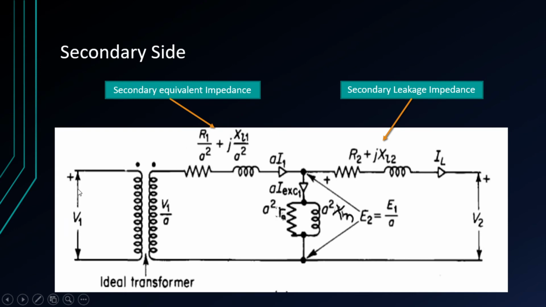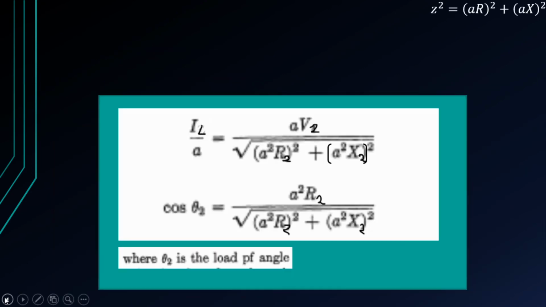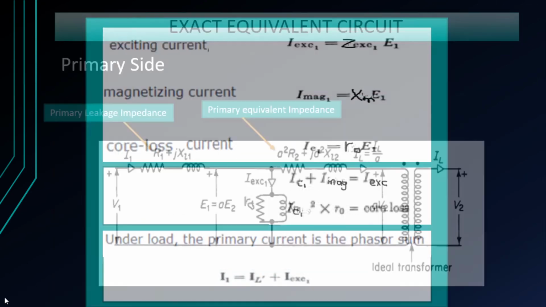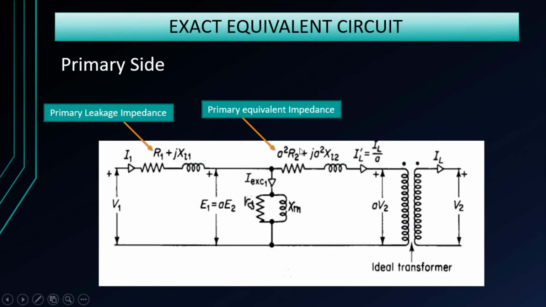Meanwhile, ginagamit natin yung R sub 1 plus X sub 1 or the primary leakage impedance. Meanwhile, in the primary equivalent impedance, ginagamit natin yung secondary leakage impedance na R sub 2 plus X sub 2. Yan.